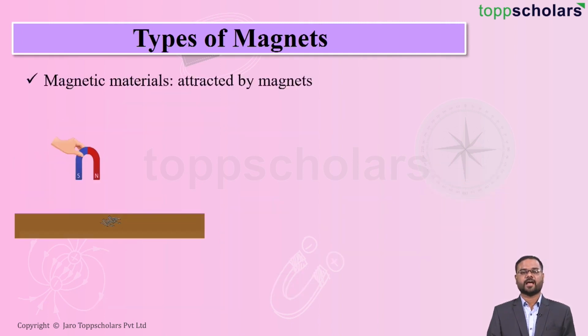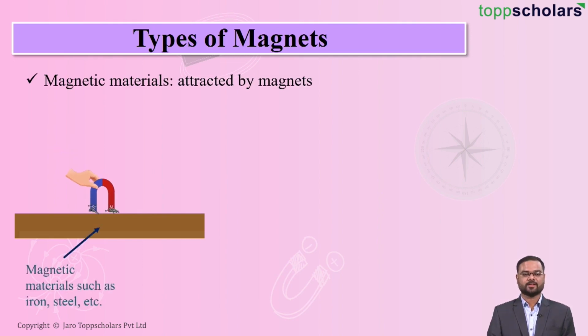Let's move ahead and talk about magnetic materials now. Magnetic materials are the ones which are attracted by magnets. Now you can clearly see here we have iron or steel which is getting attracted towards a magnet.